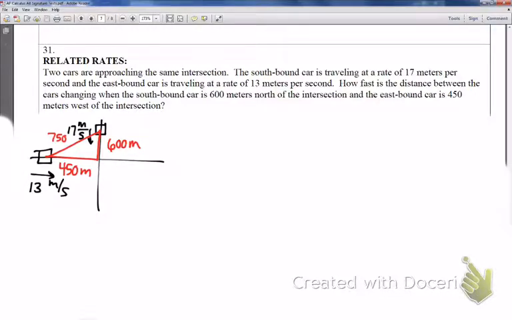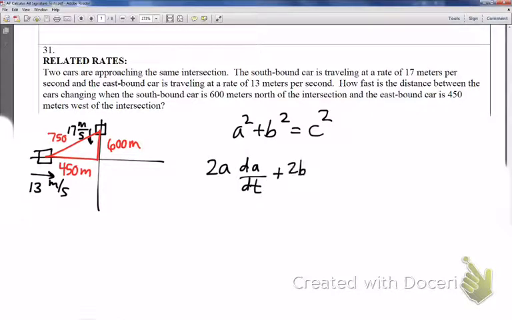So they want to know how fast the distance between the cars is changing. In other words, how fast is the hypotenuse growing or shrinking at this moment in time. So remember that we start with the original equation: a squared plus b squared equals c squared. And we take the derivative of each of these. Because we're taking the derivative in relation to time, we need to use implicit differentiation. So that would be 2a dA/dt plus 2b dB/dt equals 2c dC/dt.